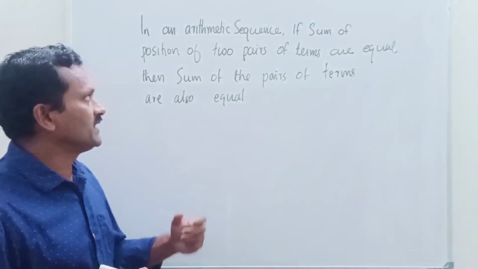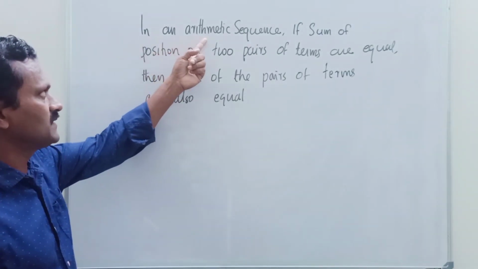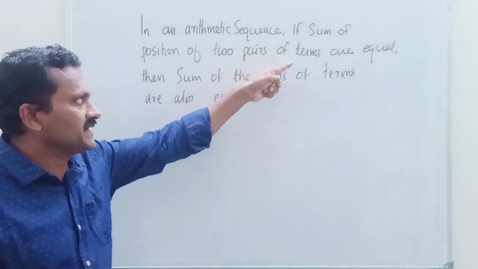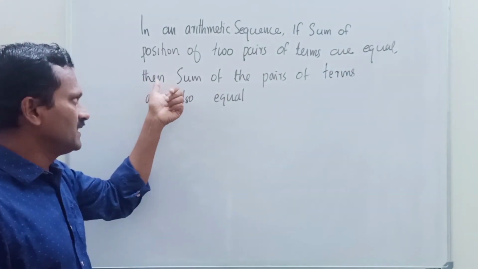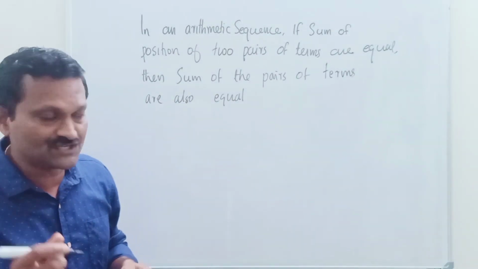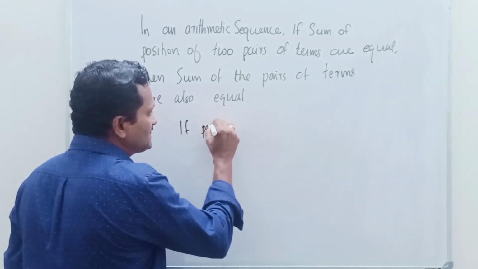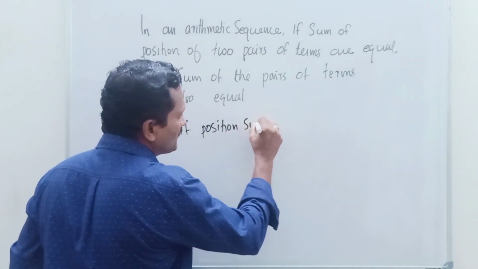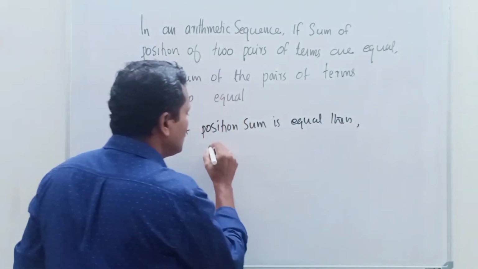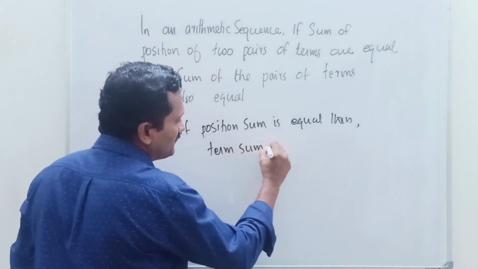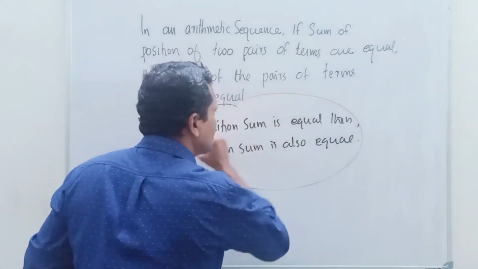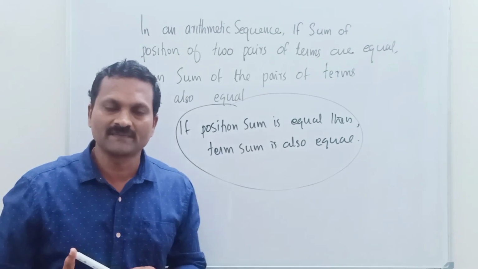In general, we can write it as: in an arithmetic sequence, if the sum of positions of two pairs of terms are equal, then the sums of the pairs of terms are also equal. That is, in short, if position sum is equal, then term sum is also equal. That is in brief.